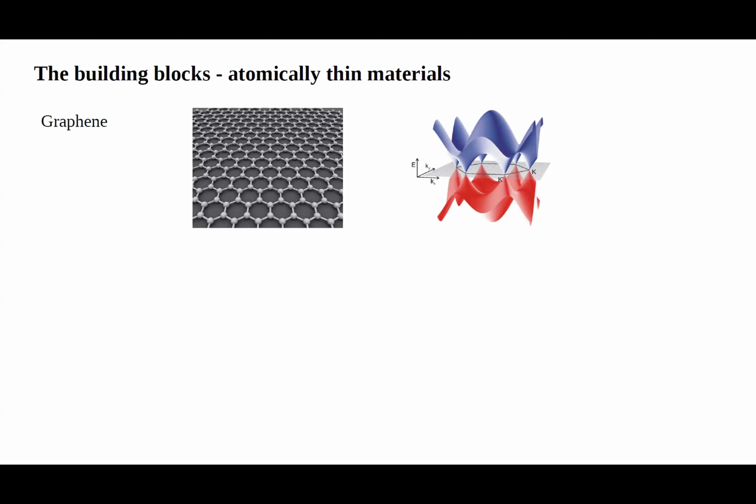And if you look at its band structure, it has this very interesting property of having Dirac cones that will come at each of the K and K prime points, so at each of the corners of the Brillouin zone. So you have relativistic electrons, the semi-metal.